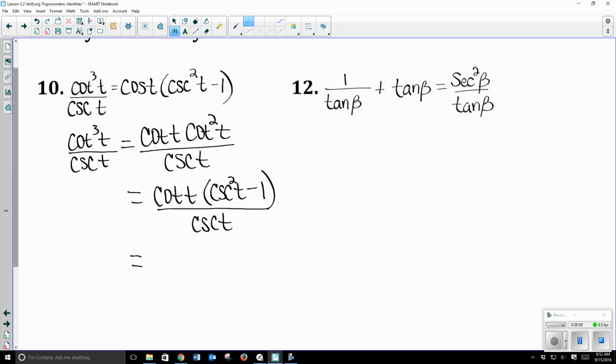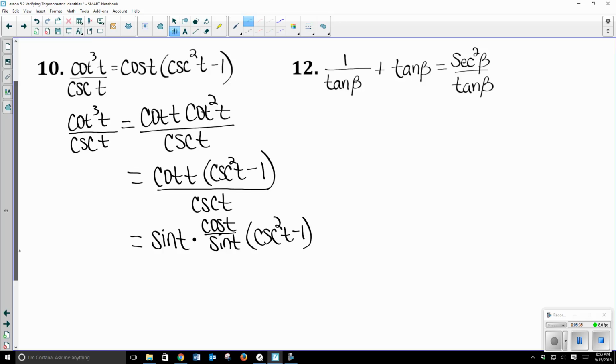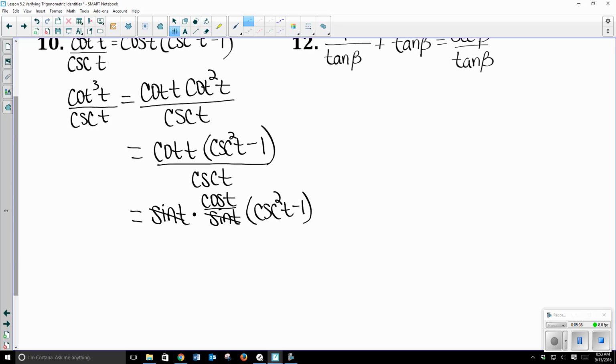So I know cosecant t can be rewritten in the numerator as sine t. And cotangent can be rewritten. If I just leave it as cotangent, I'm not going to be able to do anything. But if I write it into sine and cosine, which would be cosine t over sine t, I'll be able to do something with that. So my sine t's cancel. I'm left with cosine t times cosecant squared t minus 1. And that is what is in the original.